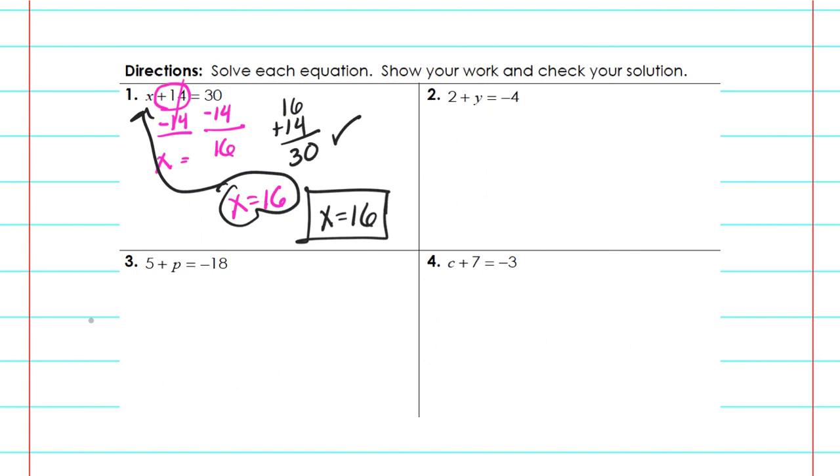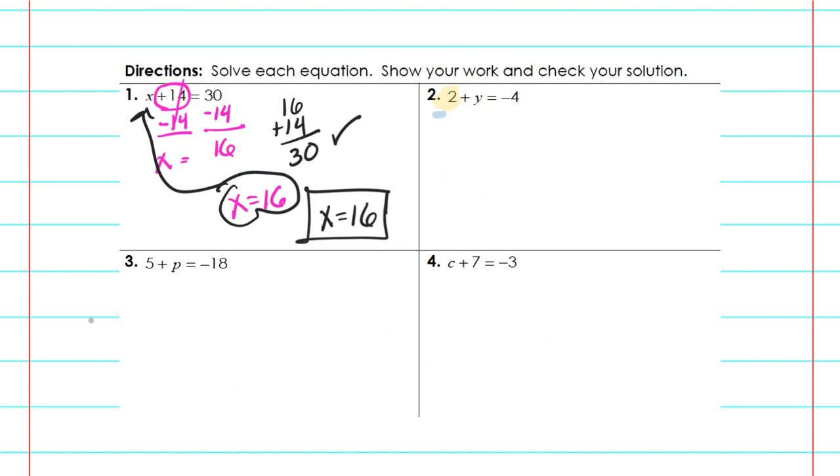Okay, number 2. 2 plus y equals negative 4. So looking at the information I have, I want to leave y on the left-hand side. It's already positive. I have 2. 2 is positive. So if I have $2 in my bank account and I want my bank account balance to be 0, what do I have to do? Well, I have to subtract.